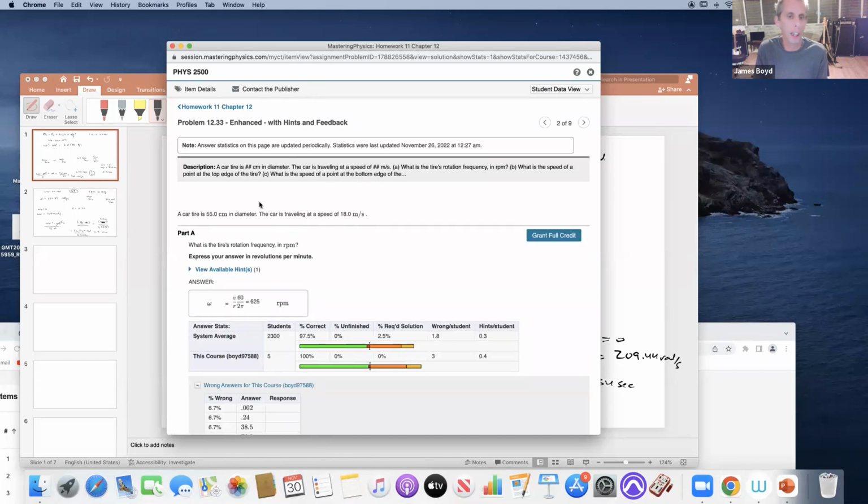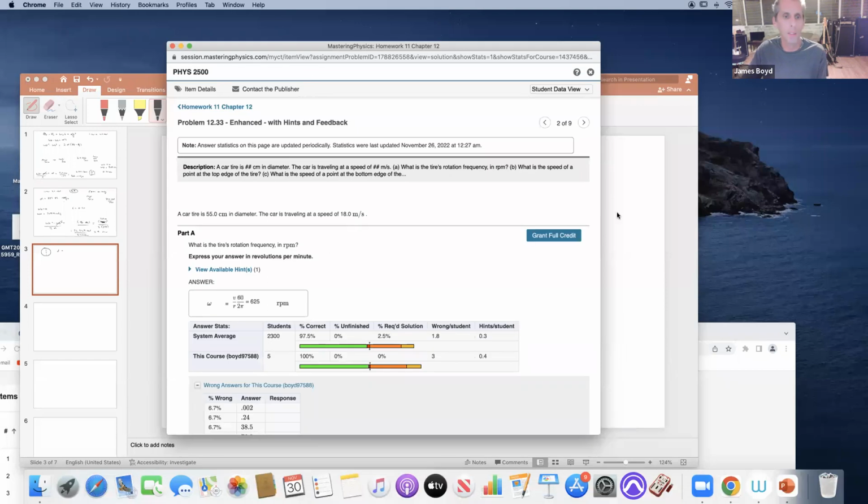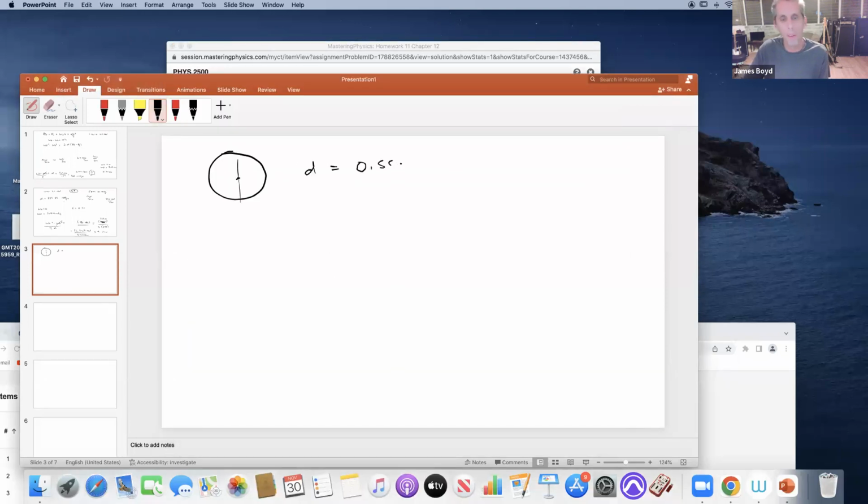All right, a car tire is 55 centimeters in diameter, and the car is traveling at 18 meters per second. What is the tire's rotation frequency in RPMs? So we have this tire and its full diameter. We're probably going to actually want R, but its diameter is 55 centimeters, 0.55 meters. And we're told that its velocity is 18 meters per second.